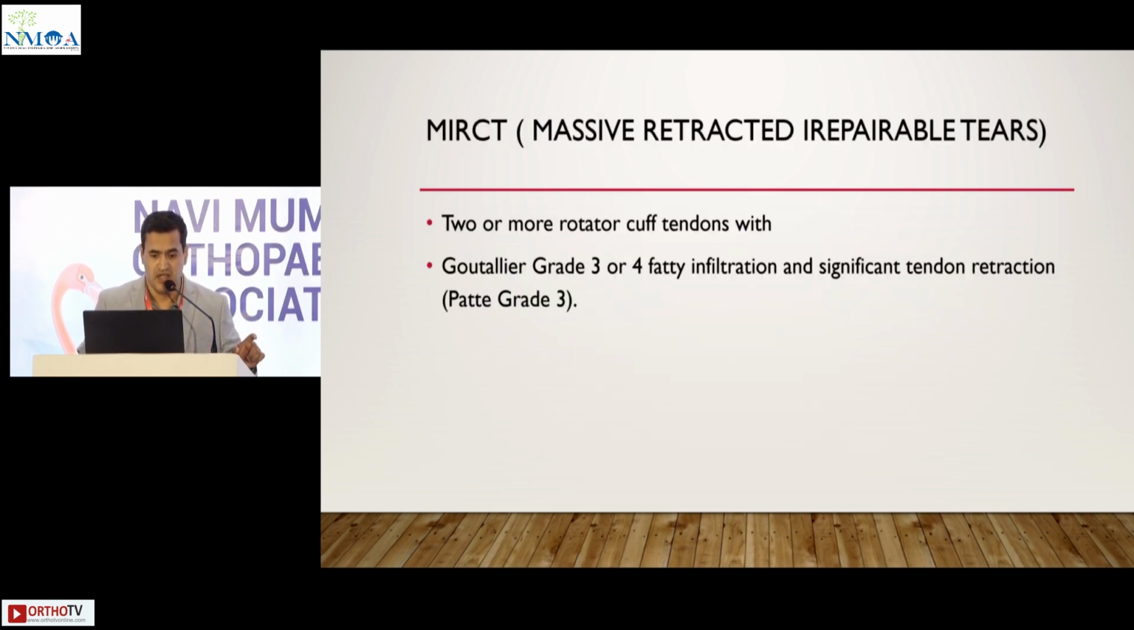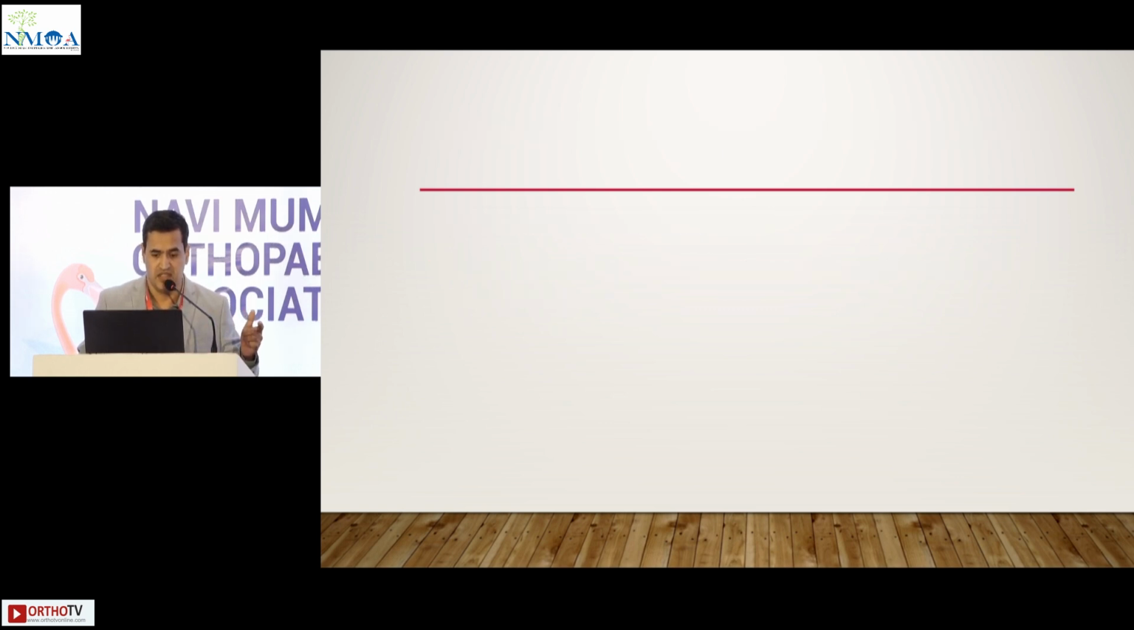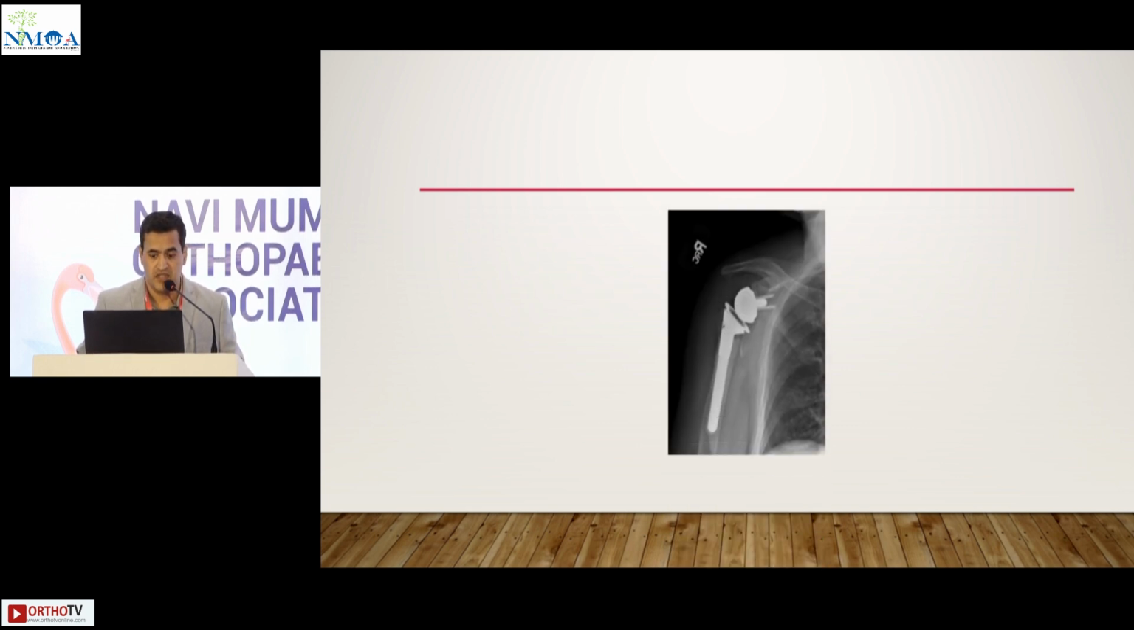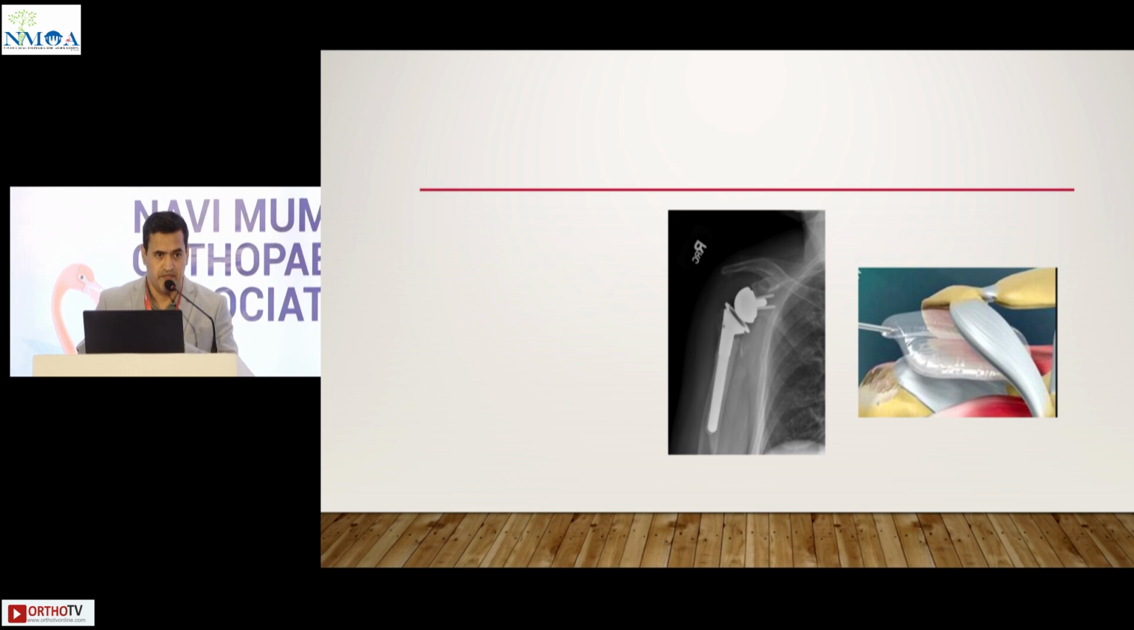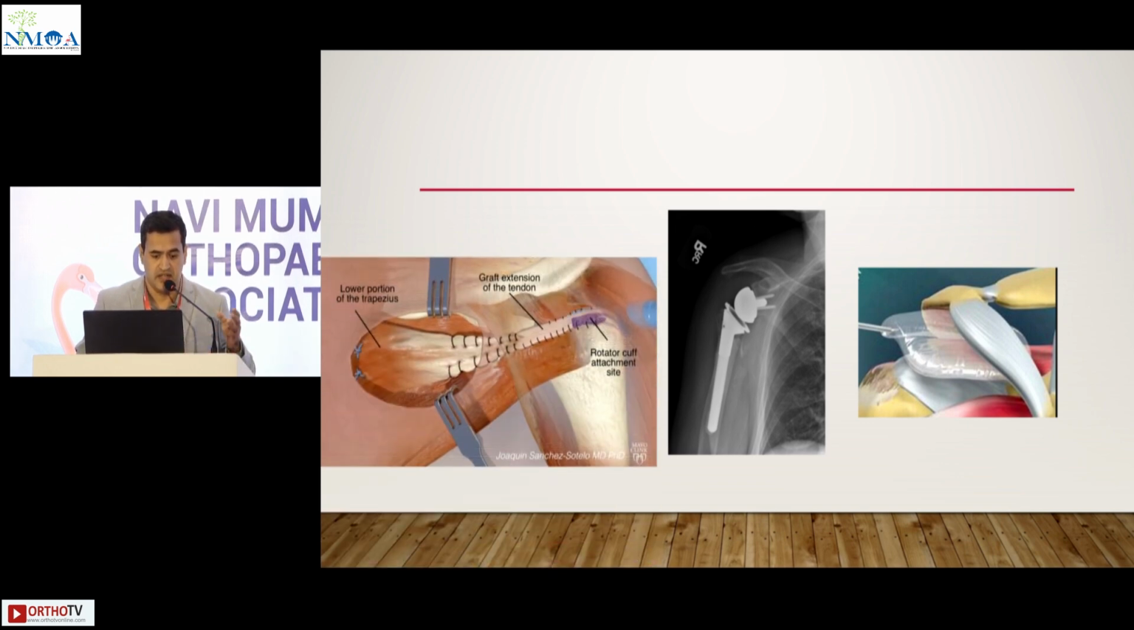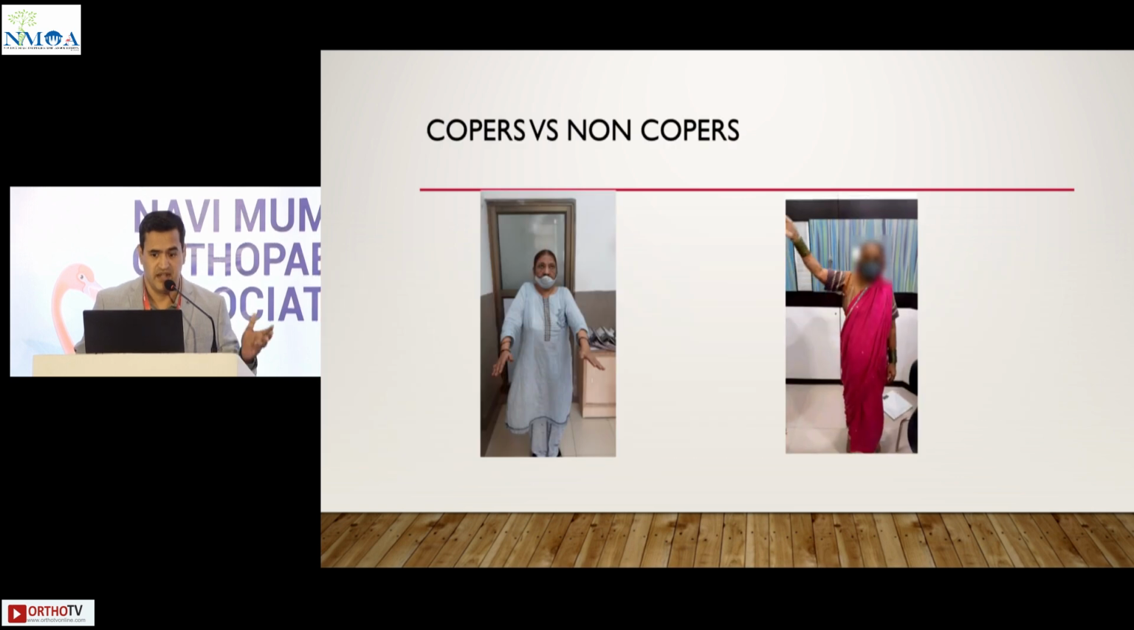Massive tears, so more than 2 tendons with Goutallier wasting grade 3 and grade 4. So what is the option? Reverse shoulder, which costs at least 4 to 5 lakhs. The implant itself costs 3 lakhs. And tendon transfer, these are morbid procedures. You are taking one tendon, one ligament from the leg and tying it up. Still you are not sure whether you will get an adequate result or not.